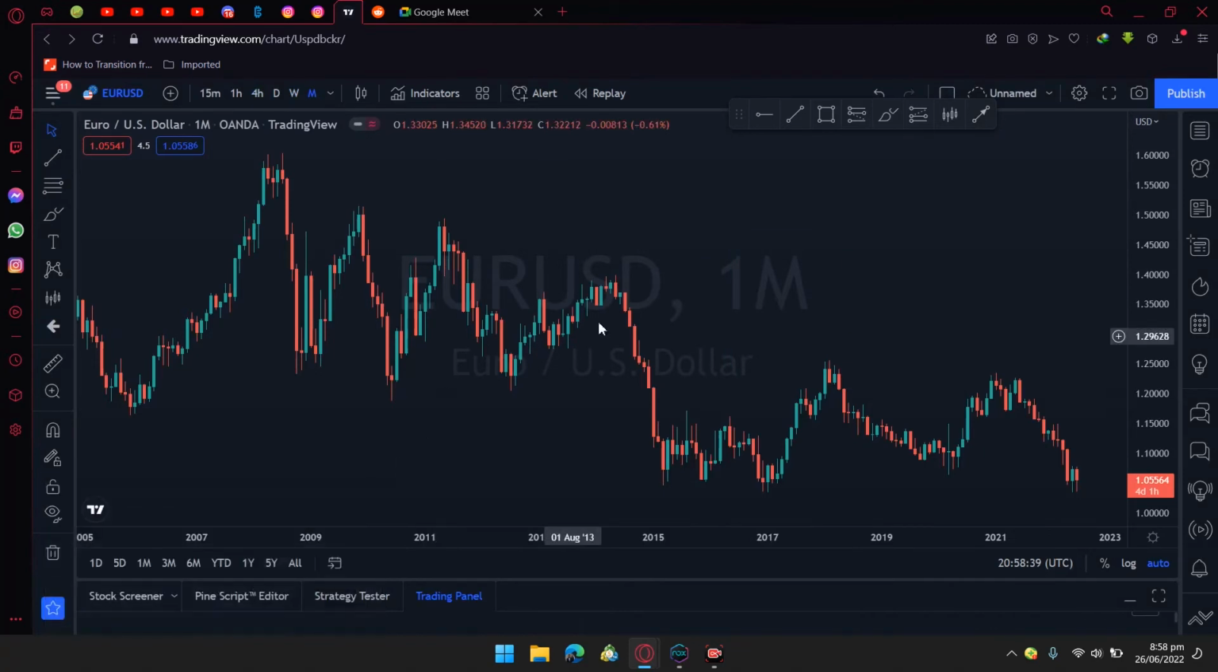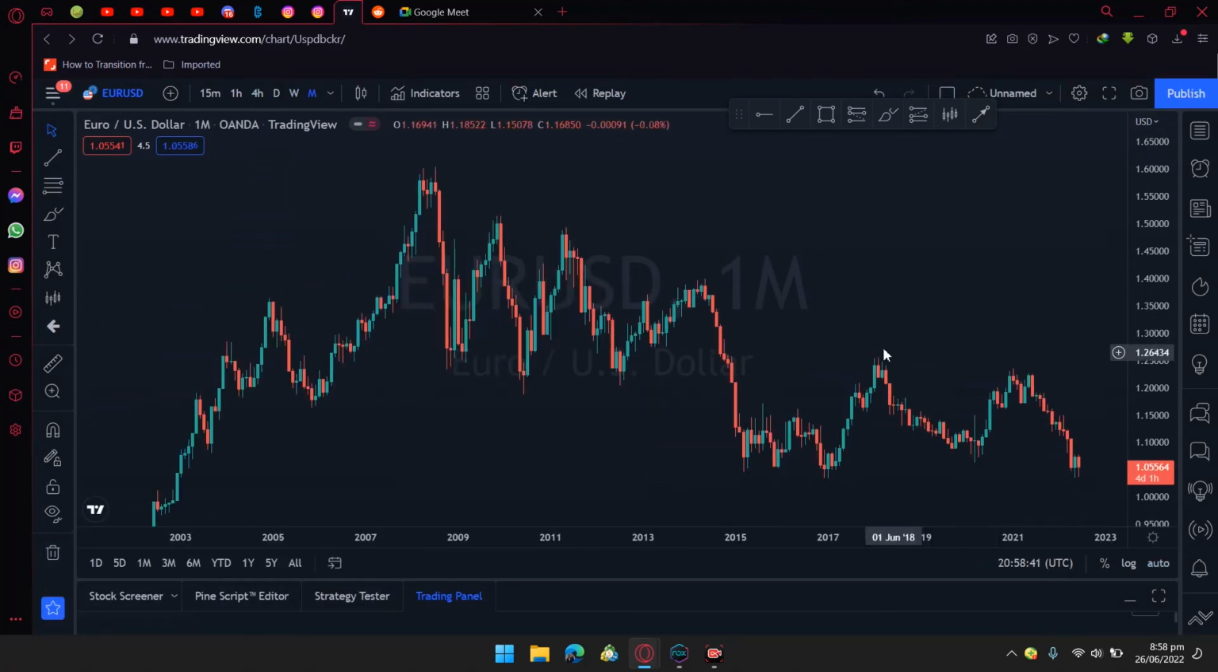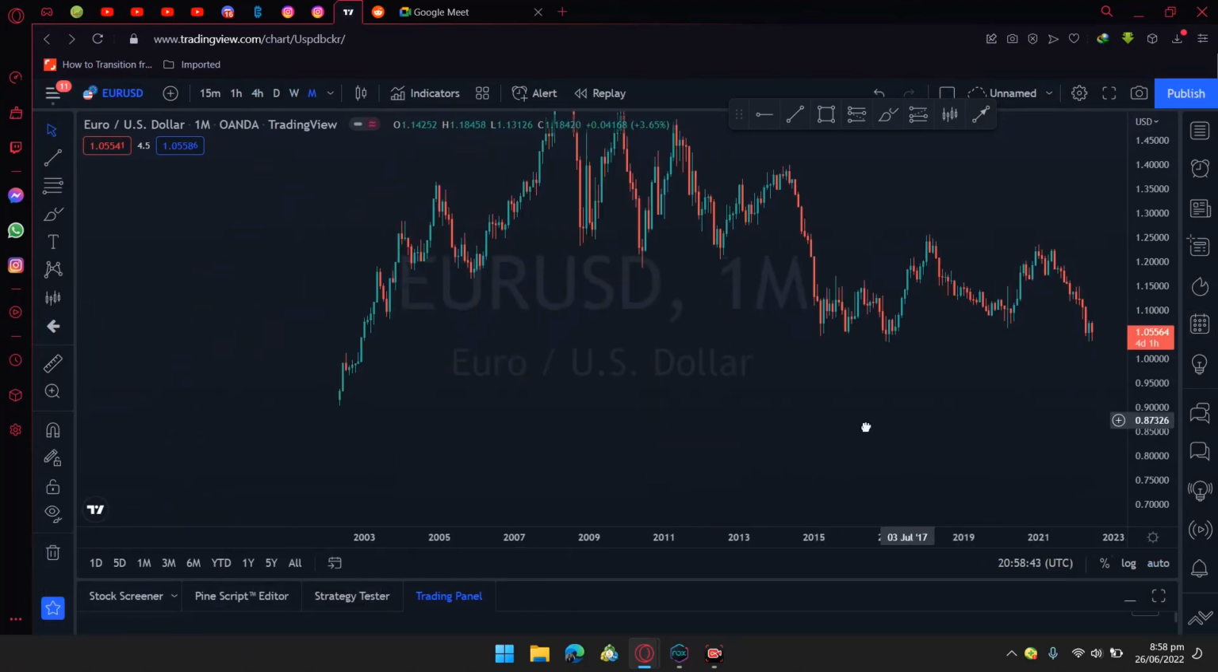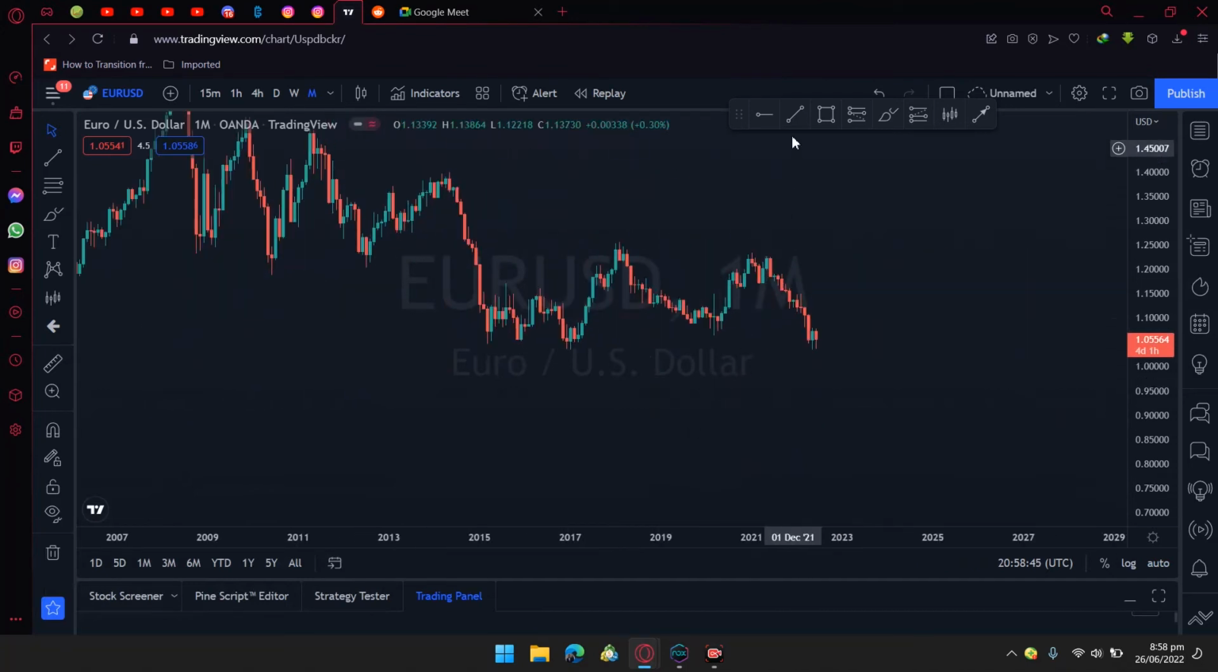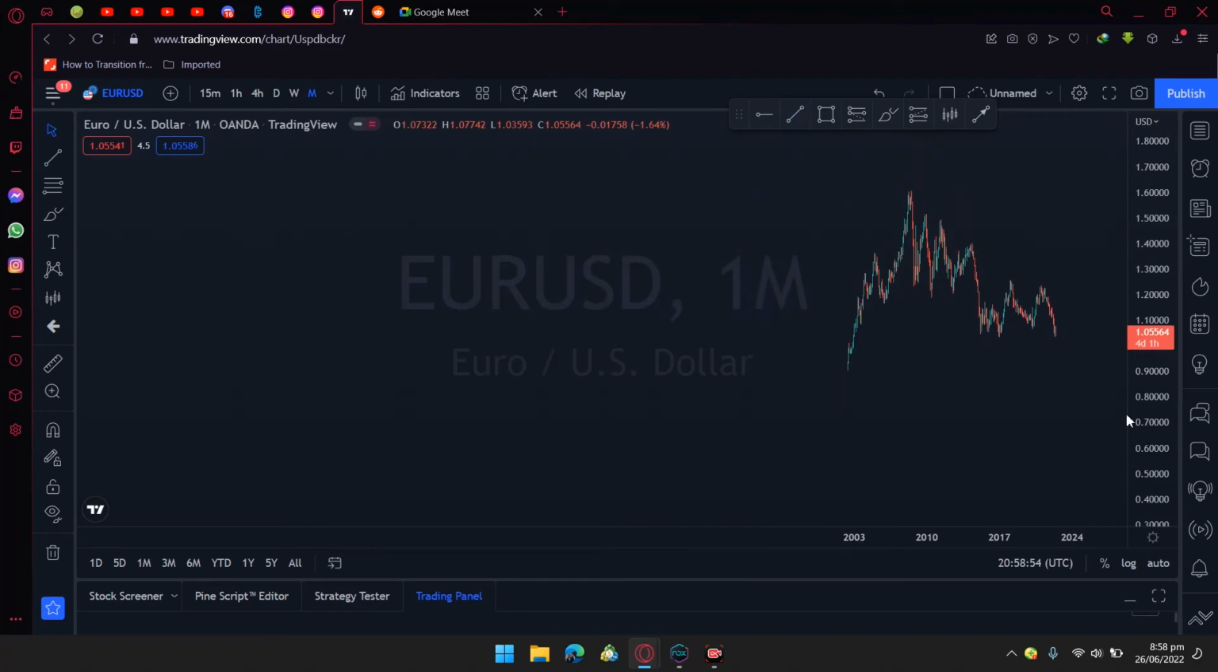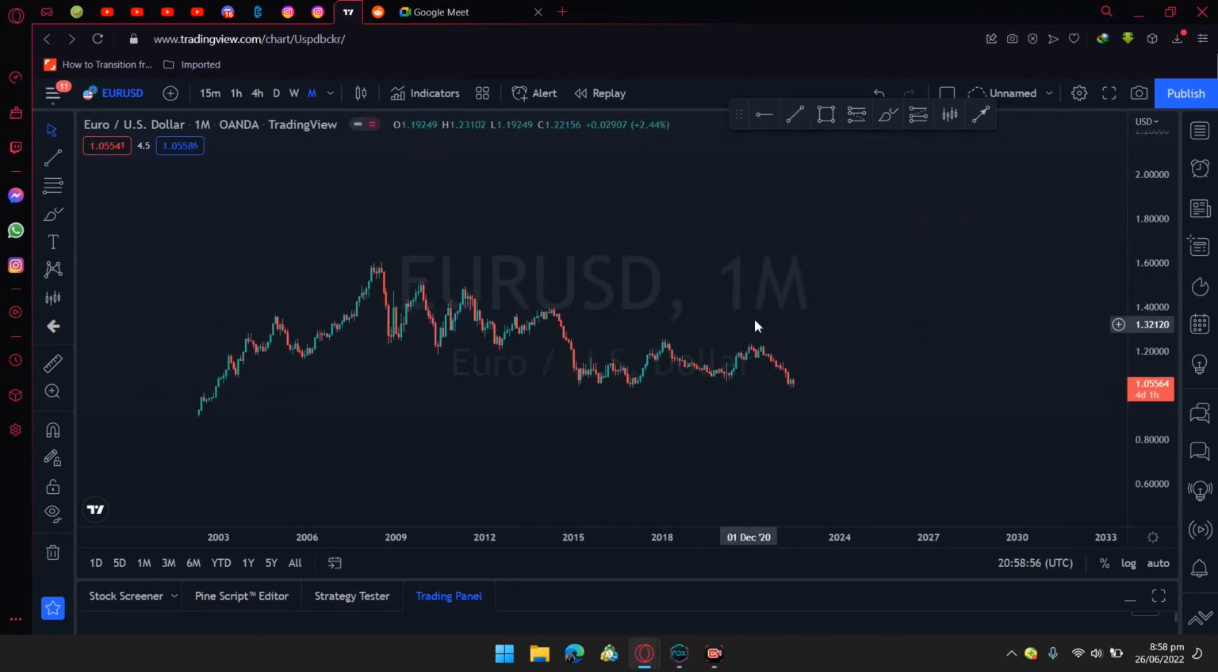Euro USD. So, Euro USD on the monthly time frame. We can see we mark out our high value levels here, to keep it very simple. We want to draw in structure.